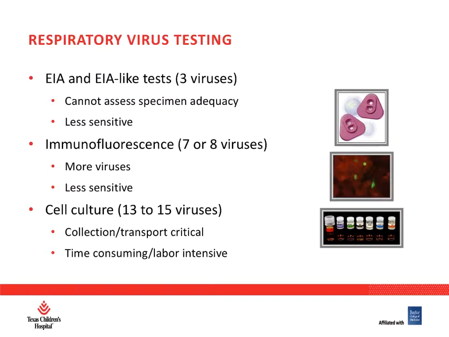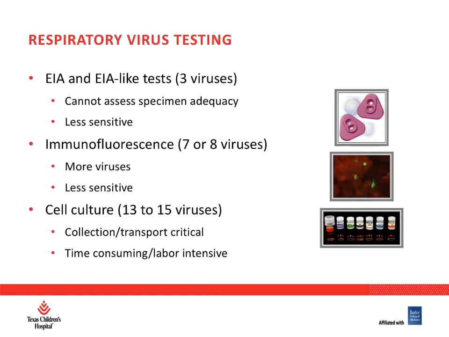Using immunofluorescence for direct testing, DFA testing, we can potentially detect more viruses. Now we can look at the parainfluenza viruses, adenovirus, metapneumovirus, in addition to flu and RSV. And we can also assess specimen adequacy. But these methods are very labor-intensive and are often less sensitive when compared to nucleic acid detection methods.